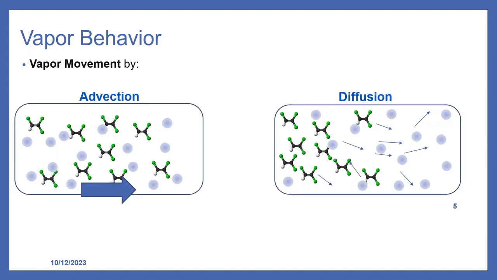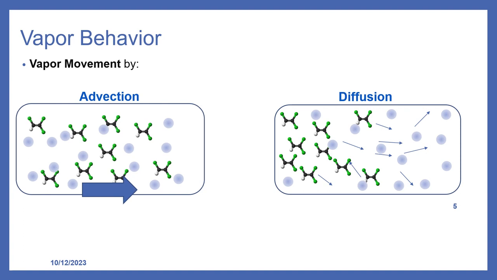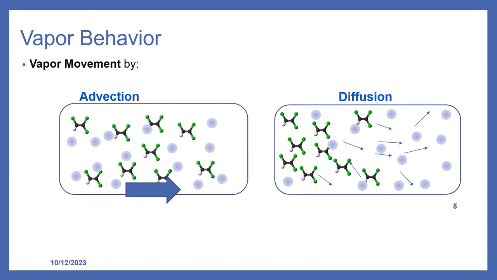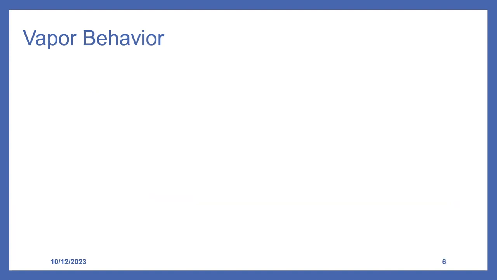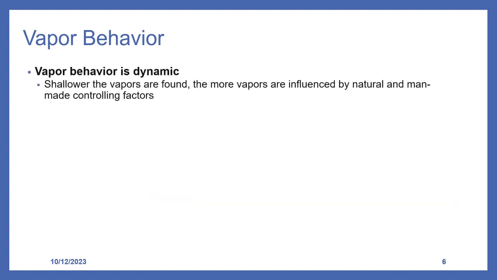So vapors move by two processes. First is by advection, where chemicals move within a moving air vapor mass likely caused by differential pressures. The second is by diffusion, where there's thermal movement of chemicals from high to low concentrations. Some general things to take away is that vapor behavior is inherently complex and dynamic.